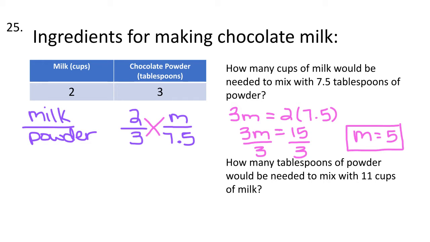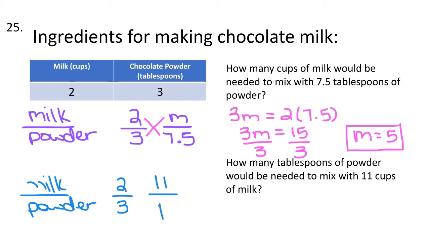Let's go to our second question. How many tablespoons of powder would be needed to mix with 11 cups of milk? I'm going to keep with my same ratio. I am using milk to powder. That's in word form, and I know that I have a ratio of 2 cups of milk to 3 tablespoons of powder. And now I go to my unknown. How many tablespoons of powder would be needed to mix with 11 cups of milk? My 11 belongs with the milk, and I am looking for the powder.